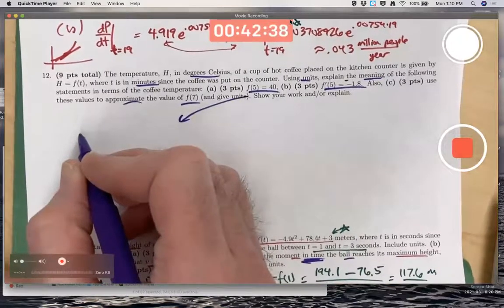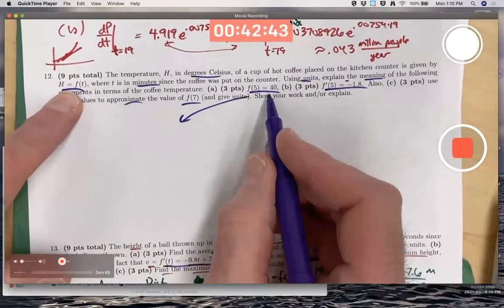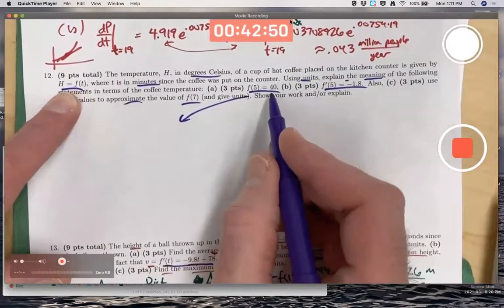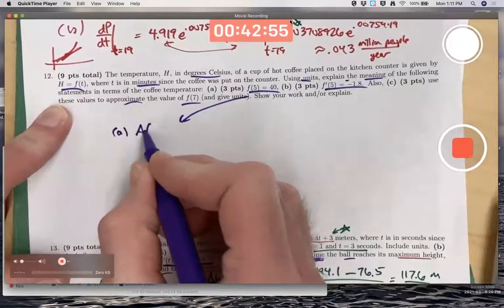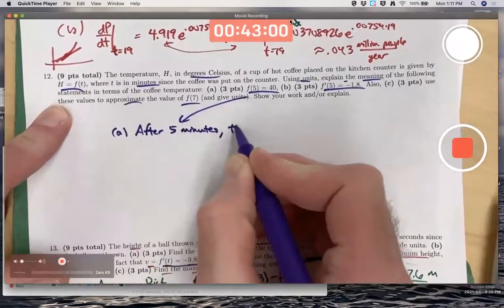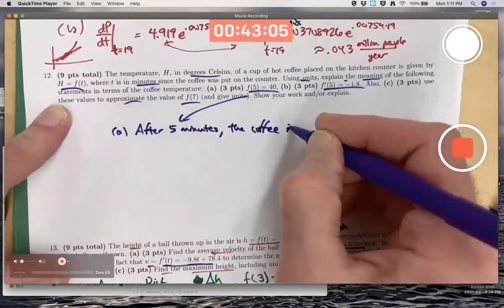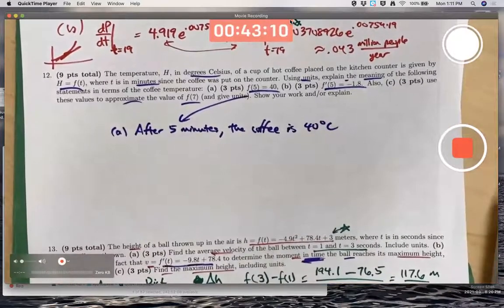F of 5 equals 40. H is F of t. So compare these two things. The input is t equals 5, 5 minutes. The output is 40, H in degrees Celsius. After 5 minutes, the coffee is 40 degrees would be an interpretation of that. 40 degrees Celsius. All right, that's the function interpretation.